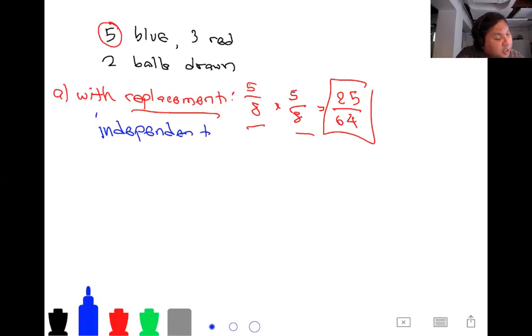So notice, this type of event is independent, because this probability was not affected by that one. It was still the same probability. Now, consider a scenario wherein it's without replacement.